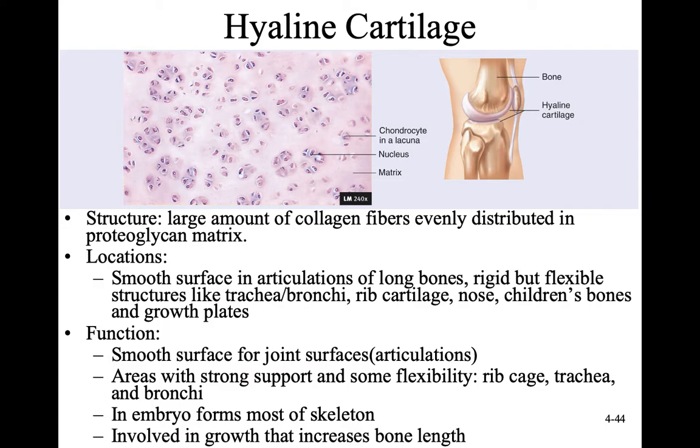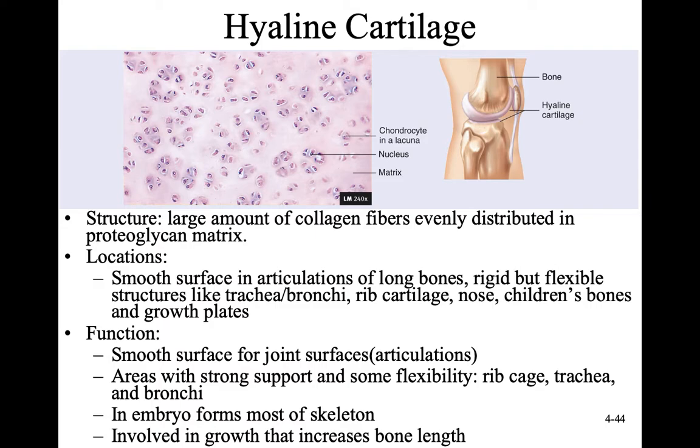Now, we also see hyaline cartilage forming other structures like the trachea and bronchi of the airways, but also the rib cartilage. This is going to provide these areas an ability to hold open an area and provide some flexibility to it. So in terms of the trachea, the main airway coming down into the lungs, it'll have a hyaline cartilage ring that will surround this airway, allowing for the airway to stay open during inhale as well as exhale.